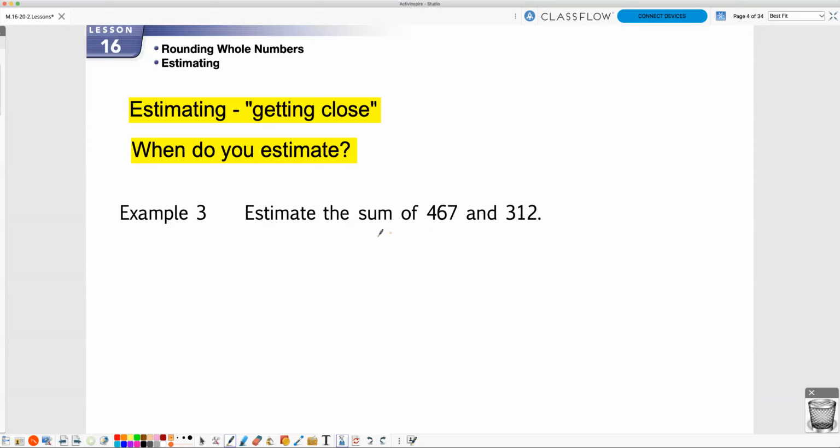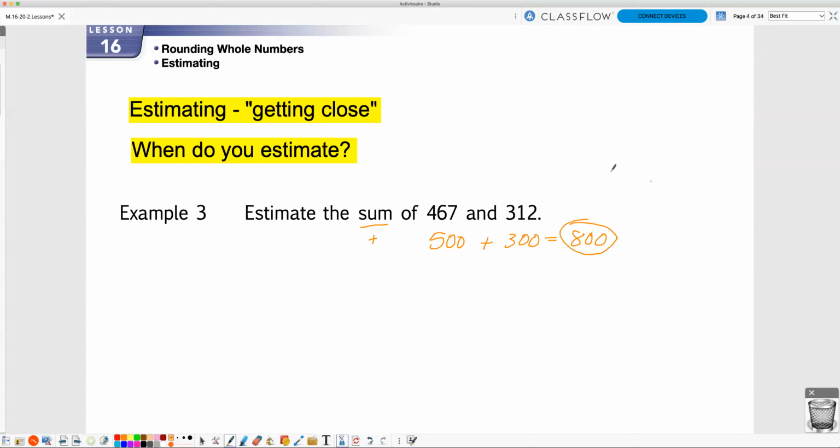But if you're going to estimate things, you figure out what your operation is going to be. Is it addition, subtraction, multiplication, or division? In this case, it's a sum, so we're going to add. It says 467 and 312. If I was going to round these to the nearest hundreds place, I'd have to do both of those to the nearest hundred. So it'd be 500 plus 300, and I would see that that would end up being 800 for the estimate.